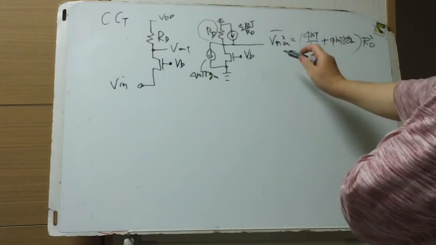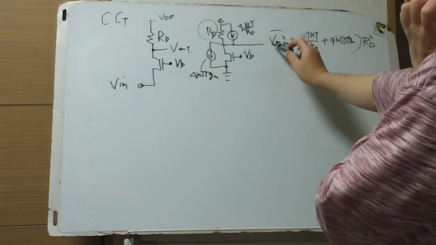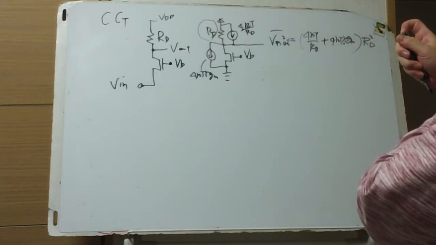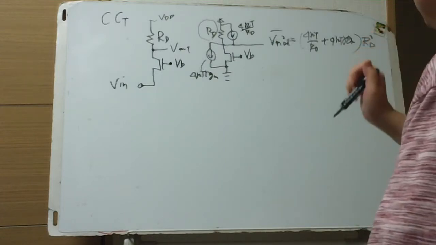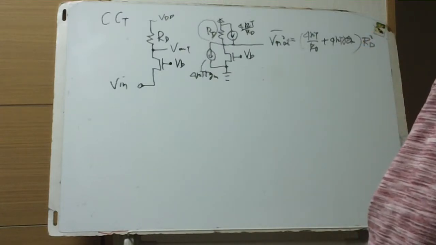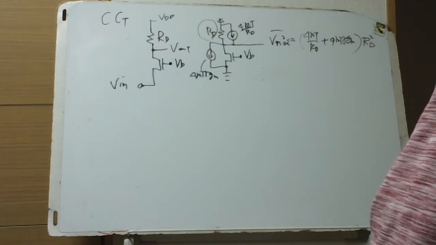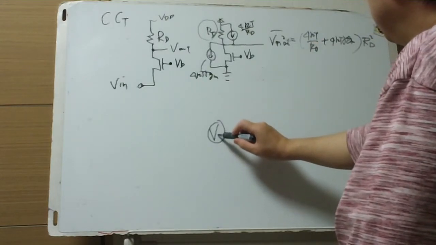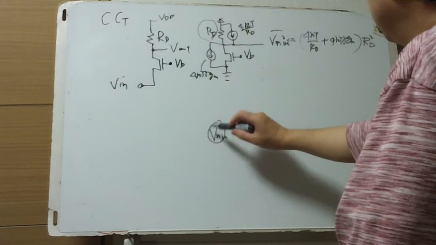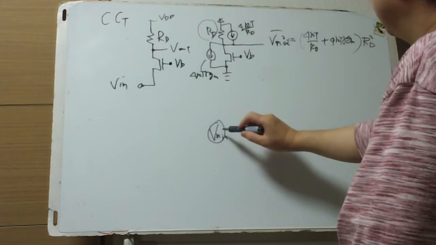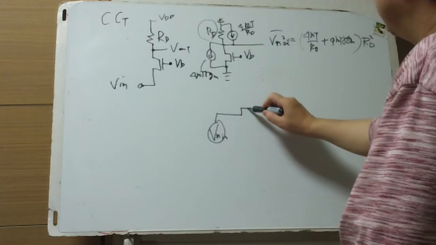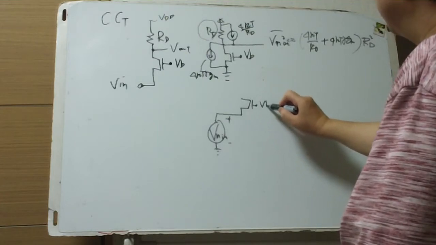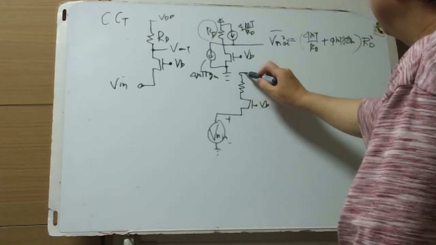And this is output noise, Vn out squared bar, and V input noise, if there is V input applied to the input node like this. This is biased, and this is RD and VDD.